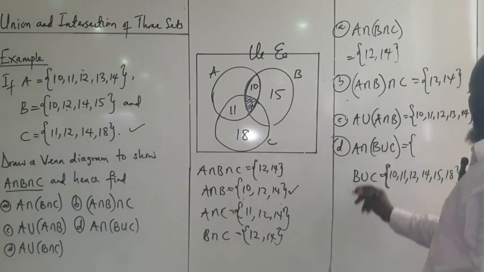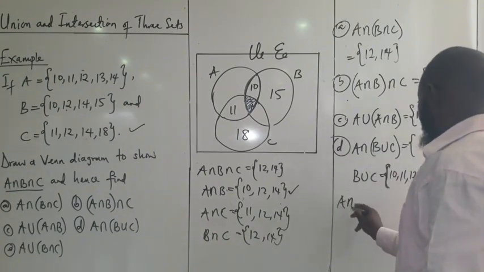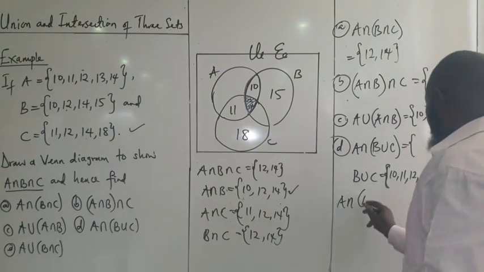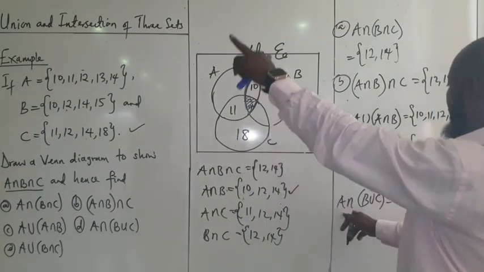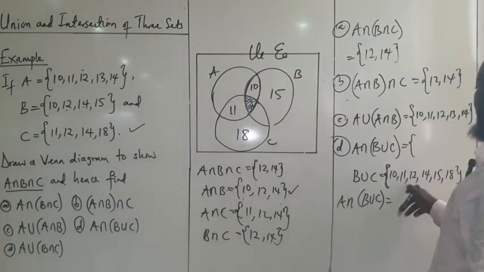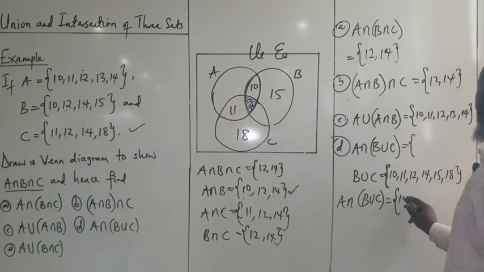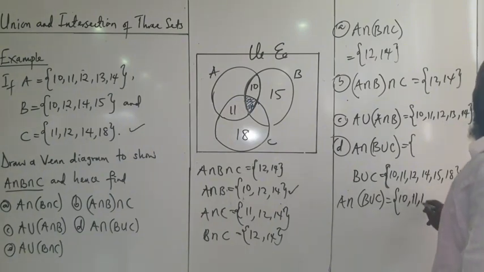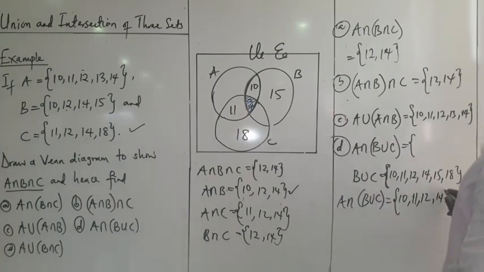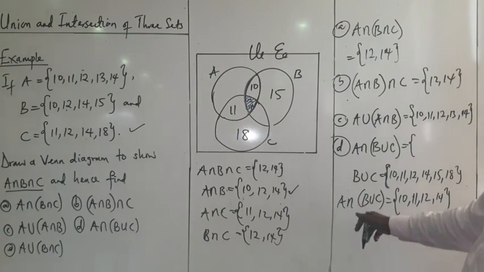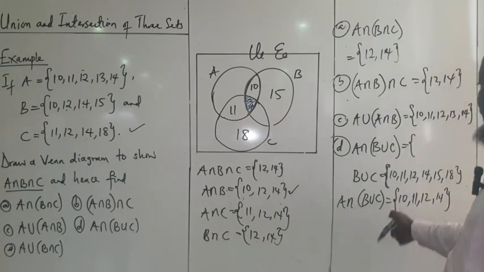Then A intersection this now, B union C. So we look at A and compare it with this one and see where they are intersecting. So 10, they are intersecting at 10, also intersecting at 11, and then 12. So we have 13 there, then 14. So that is A intersection B union C.